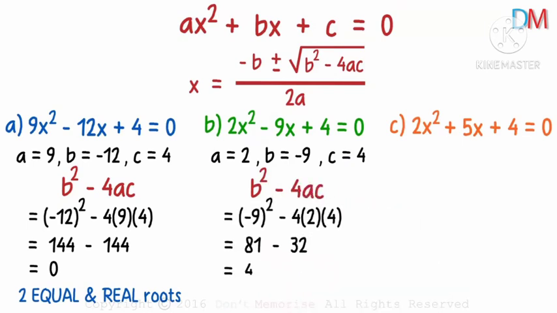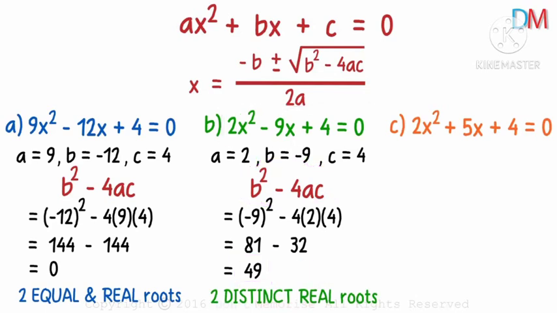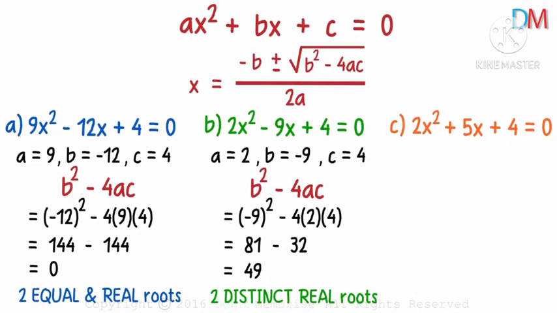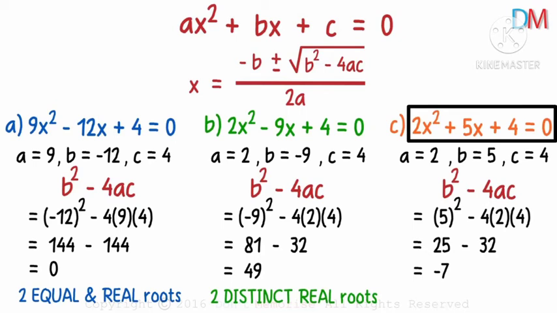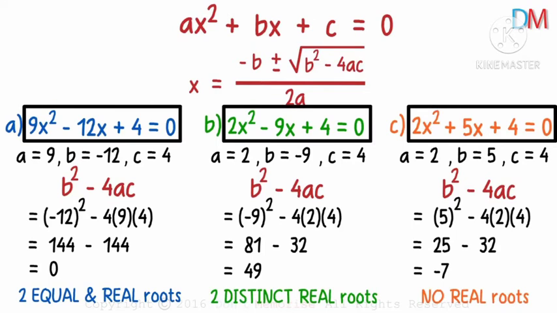It will equal 49, which is positive. This quadratic equation will have two distinct real roots as its discriminant is positive. And you should be able to solve the third one easily. We get the value of the discriminant as -7. This quadratic equation will have no real roots. You should try solving the above equations to verify your answer, and it's a good chance for practice too.